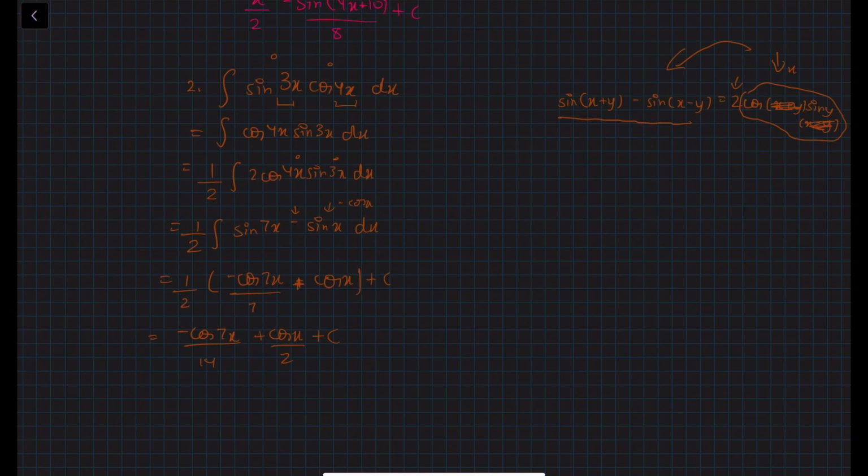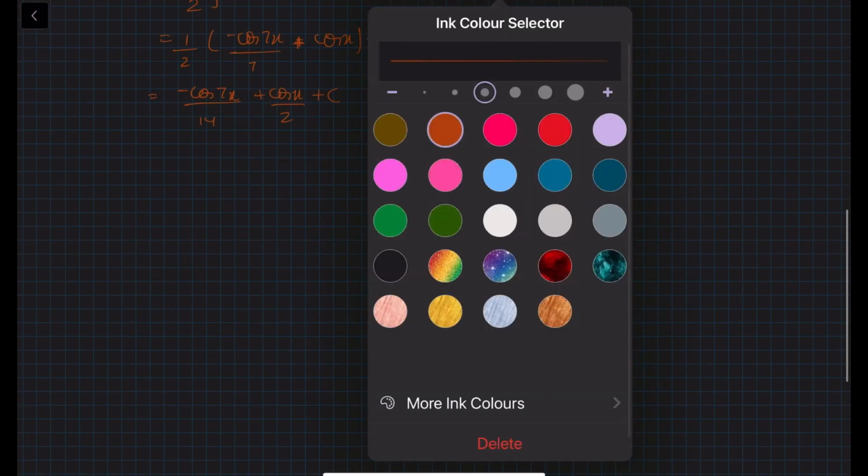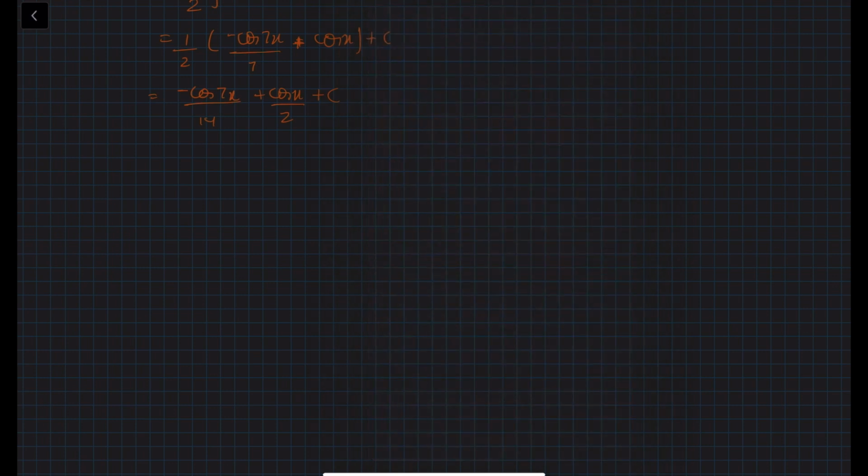All right, moving on to question number 3. Question number 3 is very similar to this one, but it just has 3 terms instead of your normal 2. So I'm just gonna write that down. So question number 3 is the integral of cosine 2x, cosine 4x, cosine 6x dx.